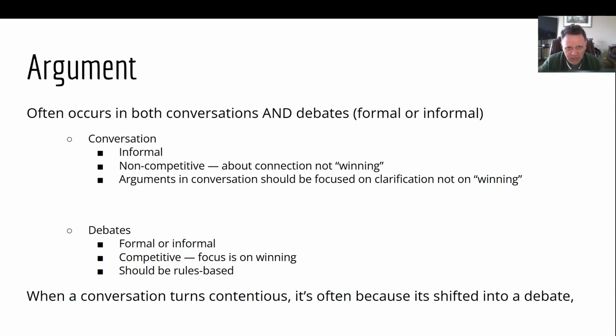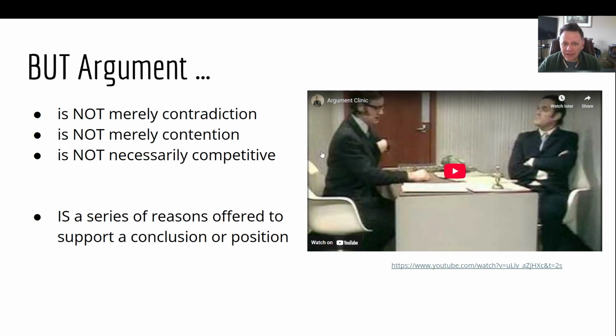So debates and conversations are not necessarily forms of argument, or they are not synonyms for argument. They are situations in which arguments often arise. But an argument is not necessarily contradiction. Just because you're disagreeing doesn't mean you're having an argument. Same is true of contention. Arguments can be contention-free. Arguments can be contentious. Arguments can be competitive. Arguments can be non-competitive.